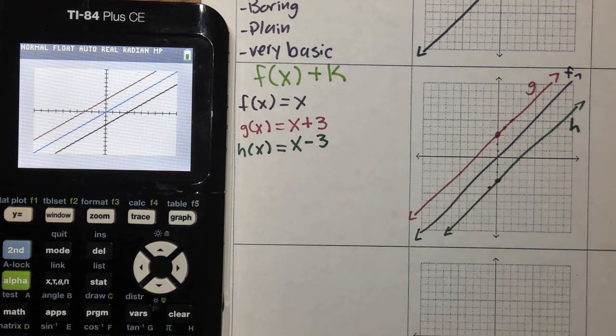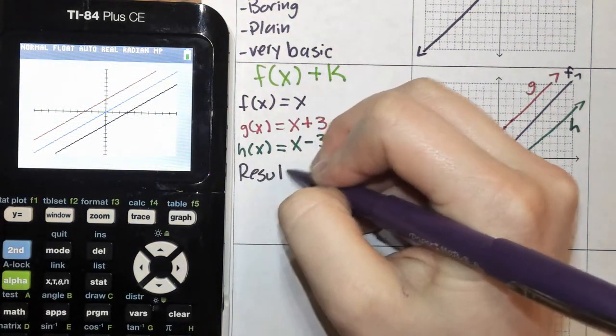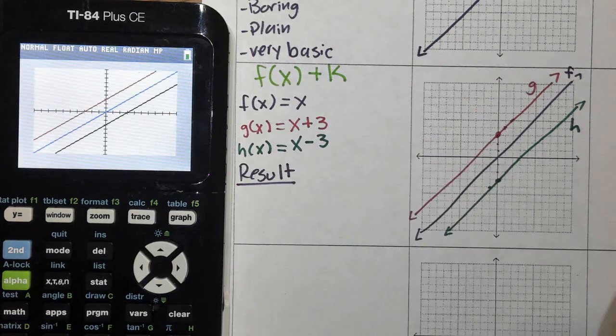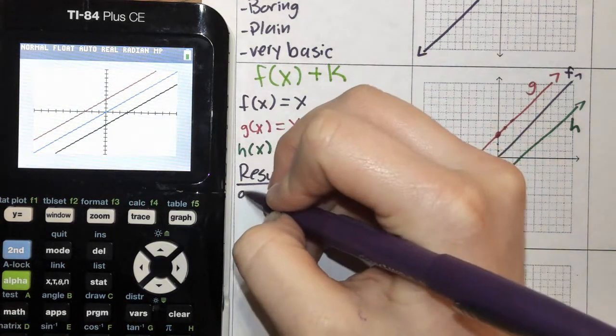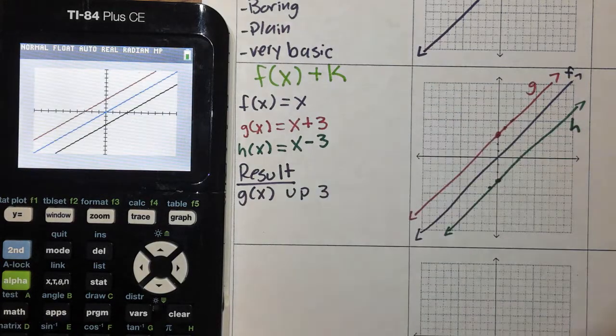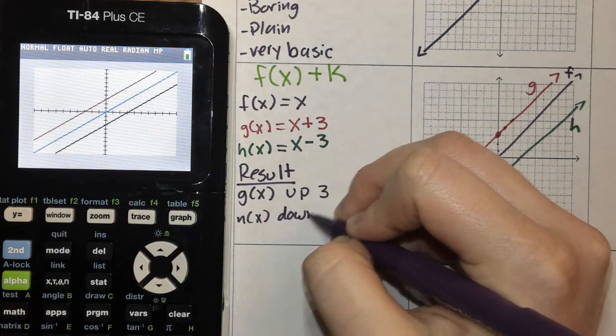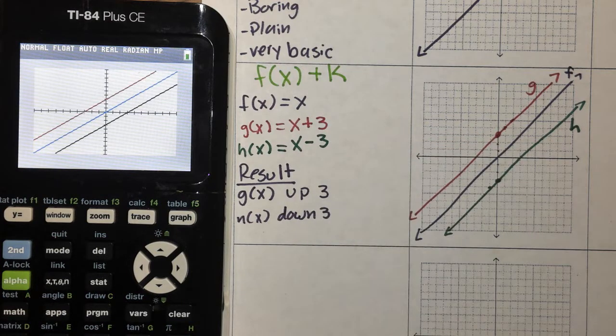So the result of these parameter changes is that g of x went up 3 and h of x went down 3. What about f of x? Do we have to do that one or no? This is the parent function. No, I did that.